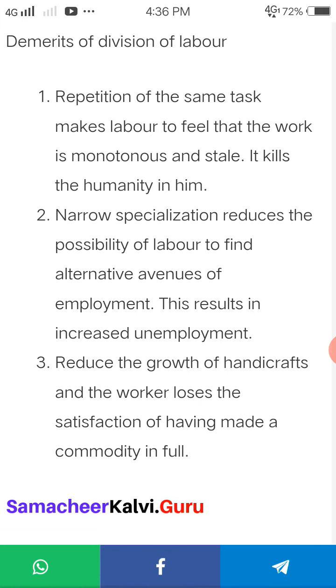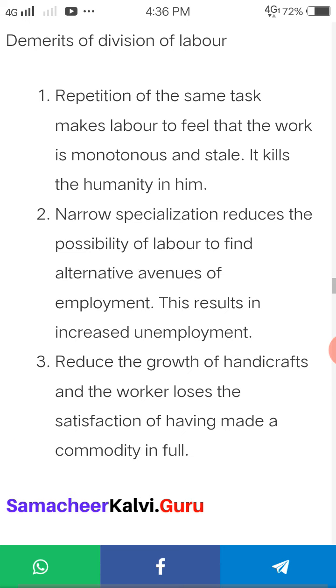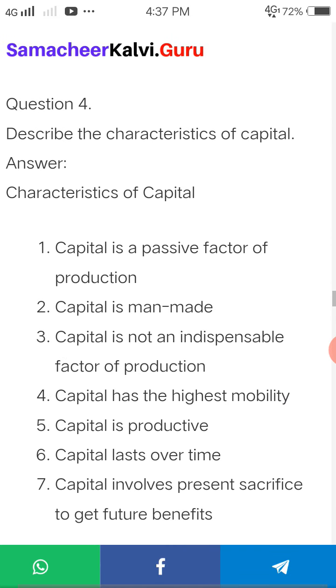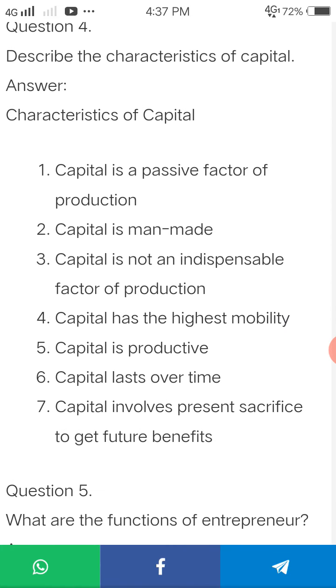First point, repetition of the same task makes labor feel that the work is monotonous and stale. That means boring work. It kills the humanity in him. Narrow specialization reduces the possibility of labor to find alternative avenues of employment. This results in increased unemployment, reduces the growth of handicrafts, and the worker loses the satisfaction of having made a commodity in full.